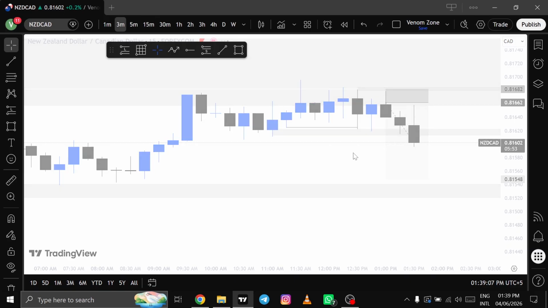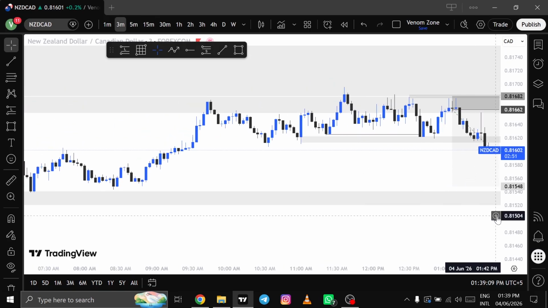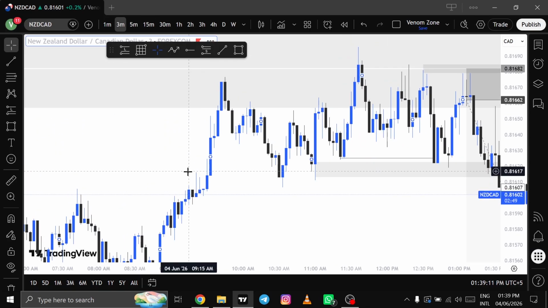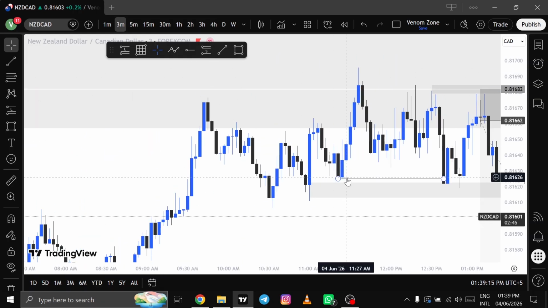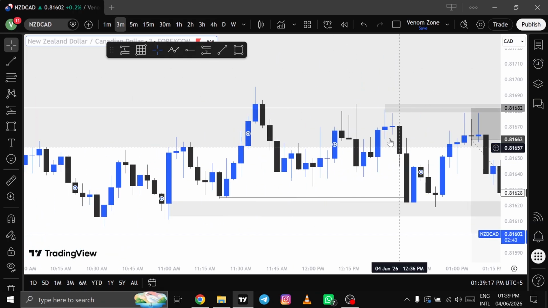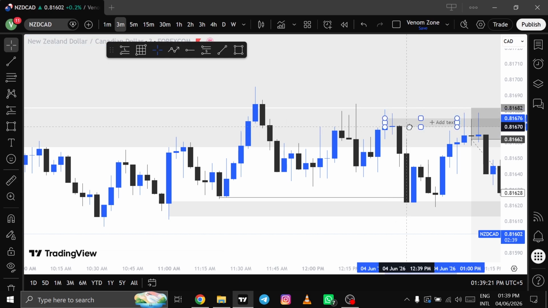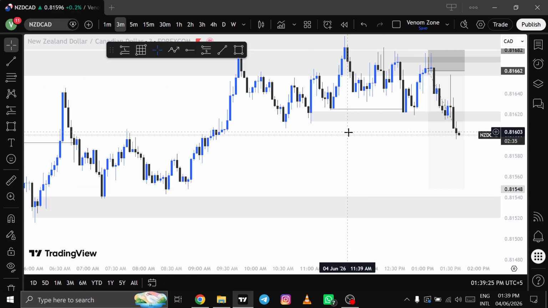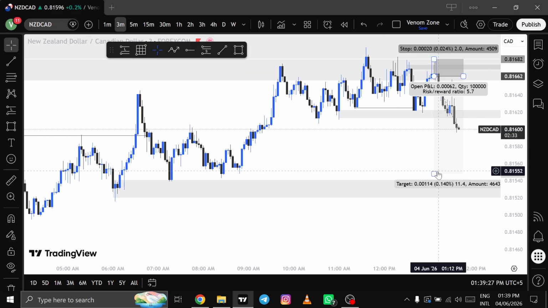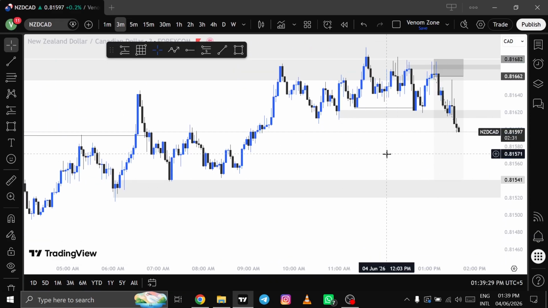Then I just look at the 3-minute structure, not 15 minutes, nothing else. I don't see anything else, I just see the market has a structure shift. I see the area where I will enter, and I enter and the market moves. My target will be this area.